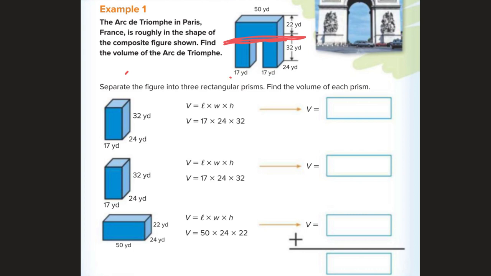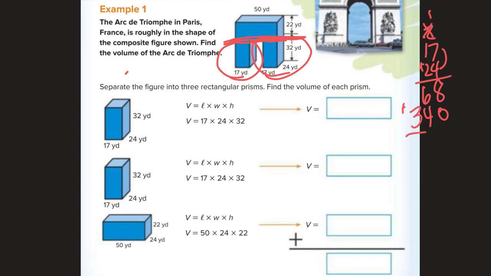This is kind of nice because we have two identical rectangular prisms, so we really only need to find the volume of one of them, which is 17 times 24 times 32. So let's get started multiplying that. 17 times 24 is 408. Then 408 times 32.